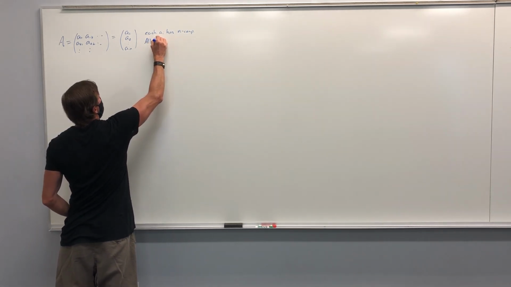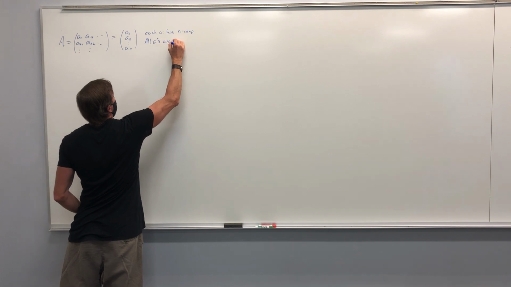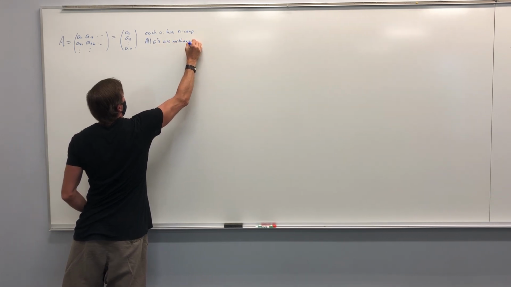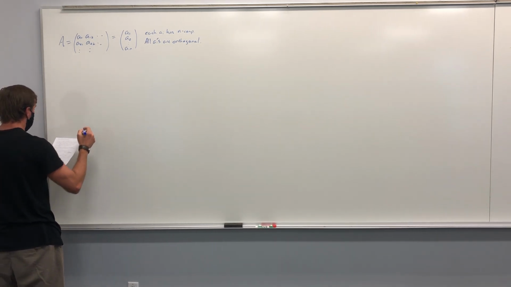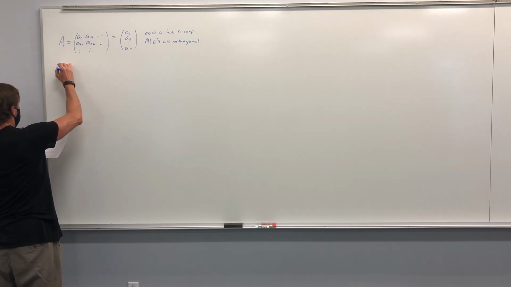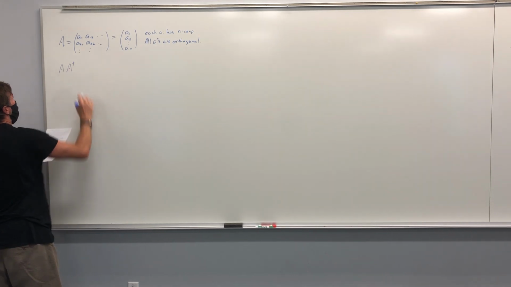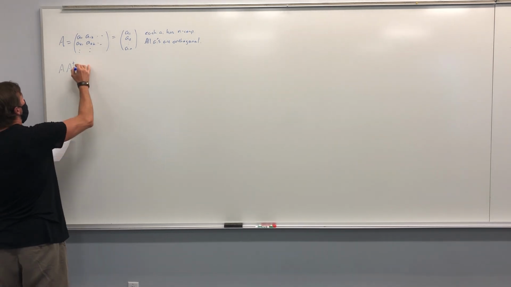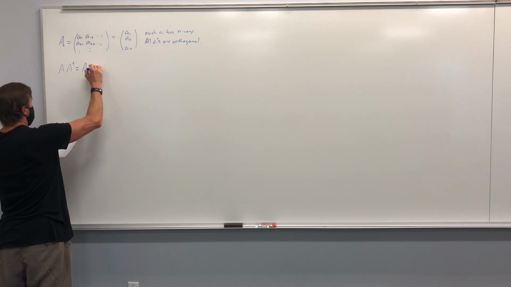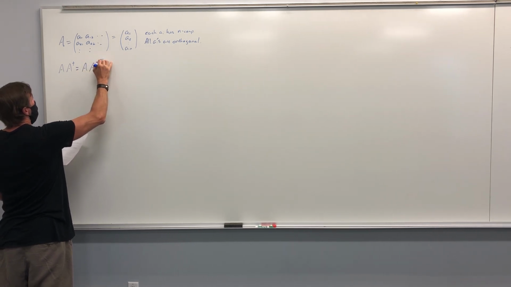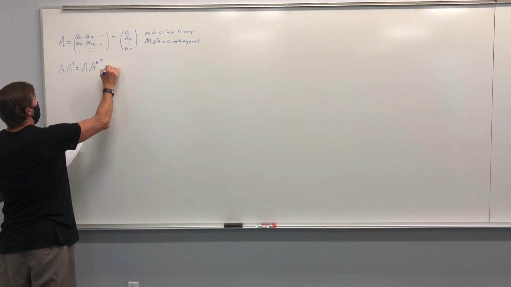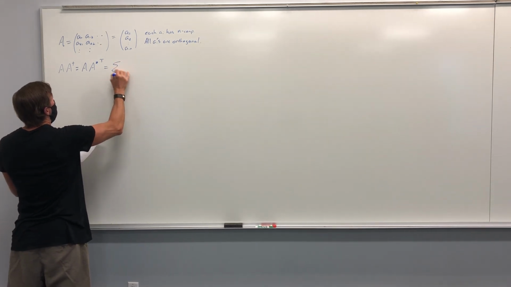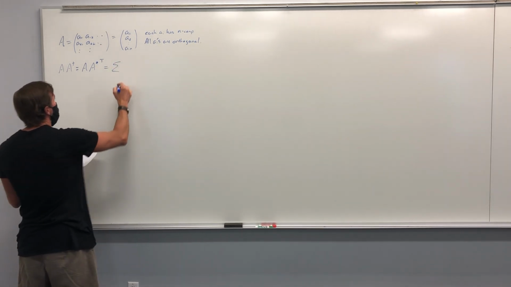All the A_i are orthogonal. That's not a general result, but we're going to see what we can do with this. Now, clearly, we know that A times the adjoint of A is A times A star transposed. That's the definition of the adjoint. And this, of course, is the multiplication of two matrices, and we know how that works.